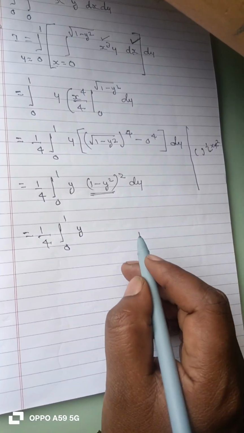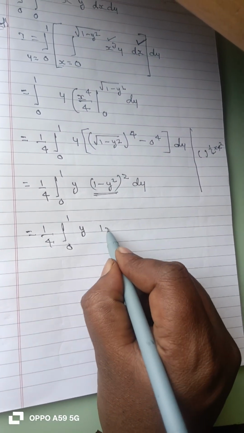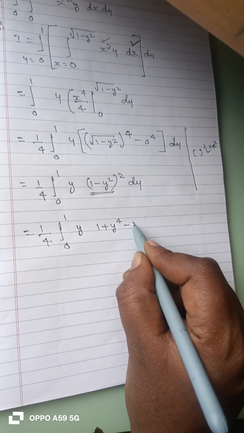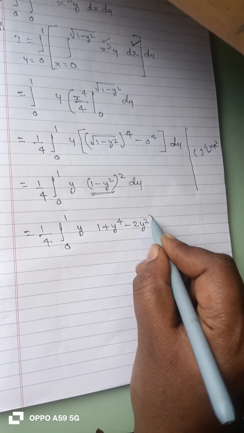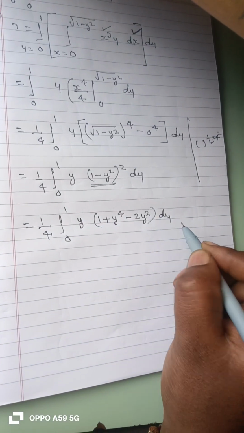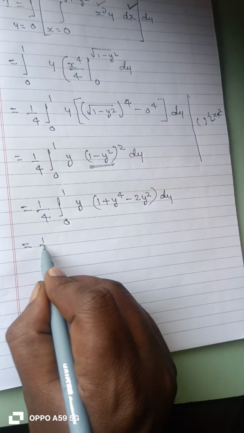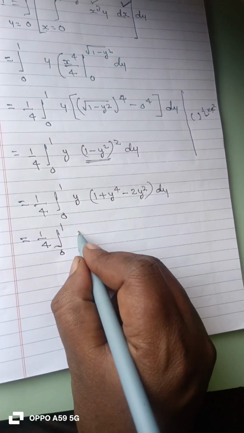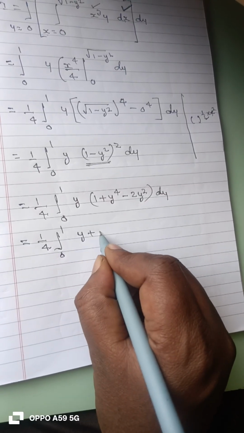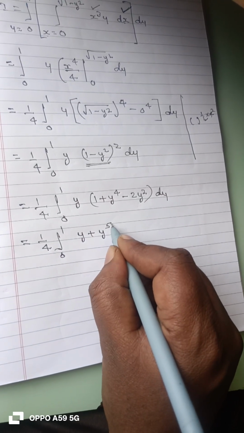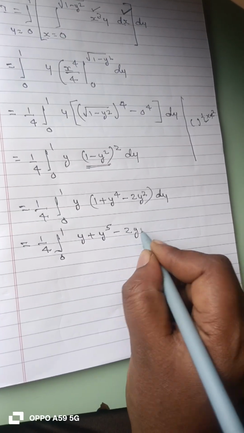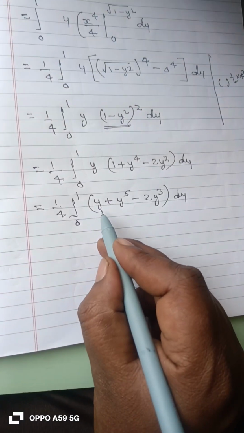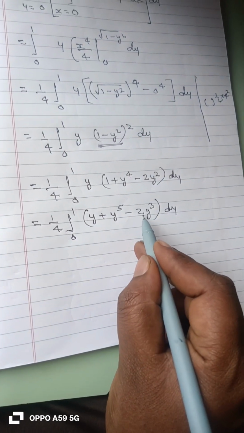For this you can apply (a minus b) whole square, a square plus b square minus 2ab, which means it will become 2y square dy. This is equal to 1 by 4 integration from 0 to 1, y you multiply inside, now it will become y plus y to the power of 5 minus 2 times y cube, dy.